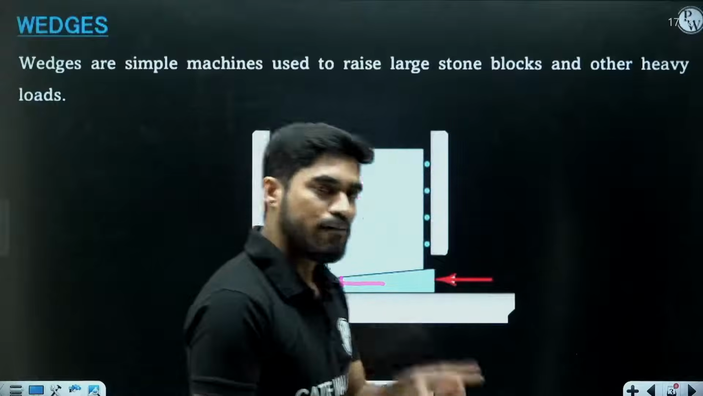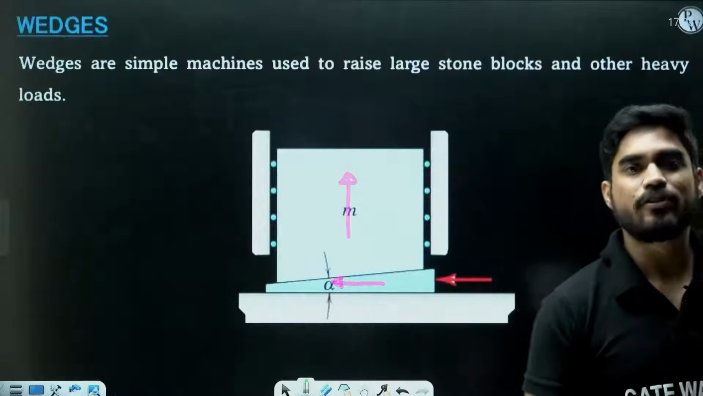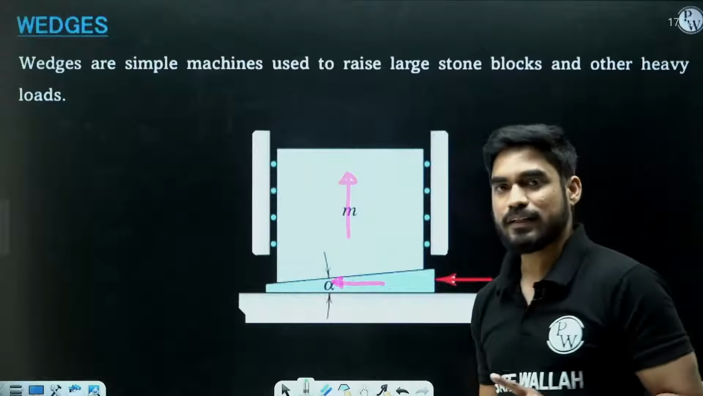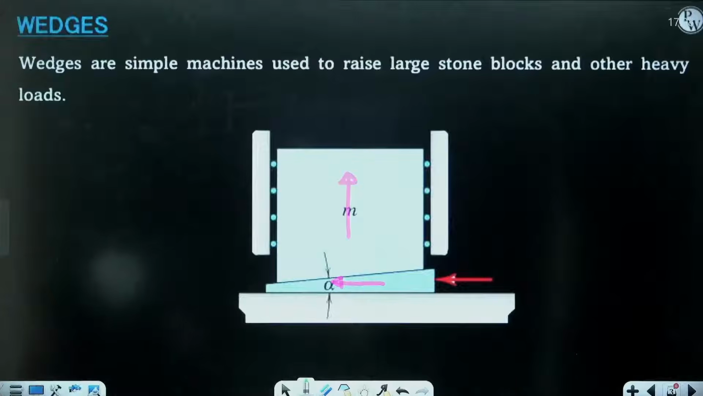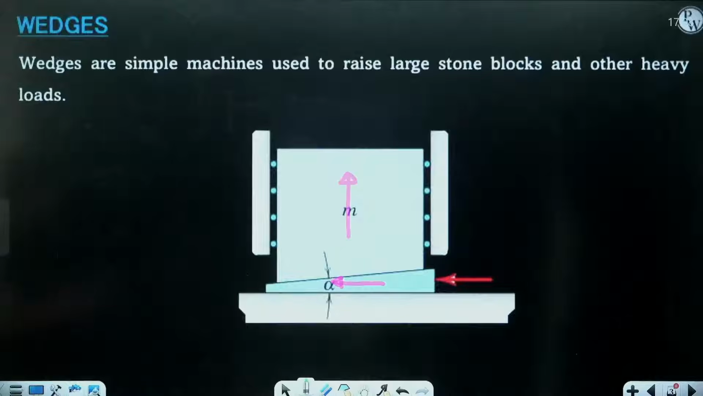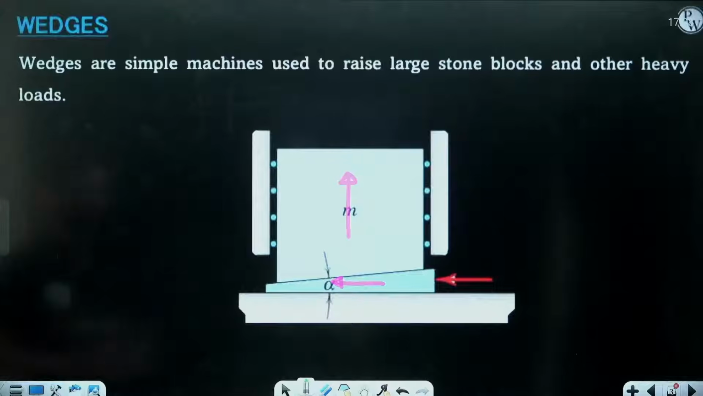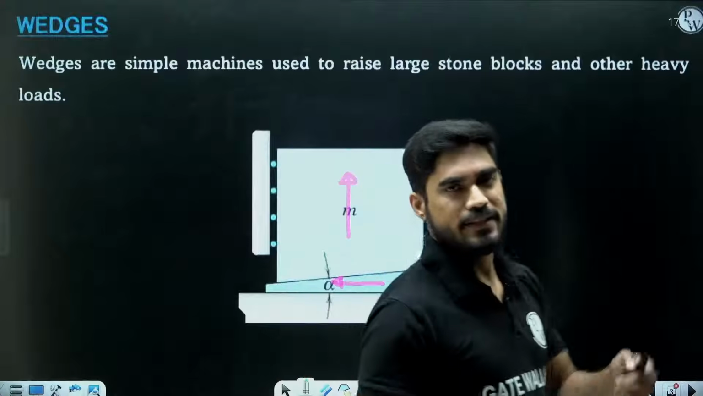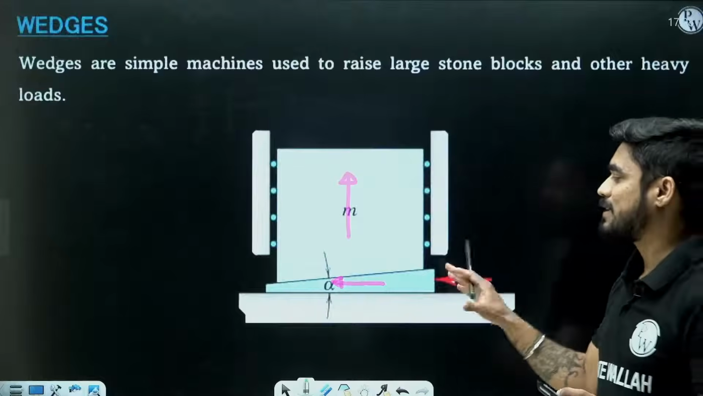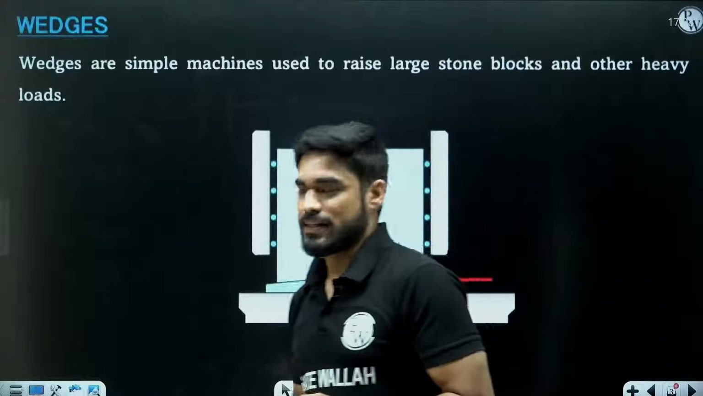But in some problems, in order to reduce the number of forces, we take the normal and friction force as a single force. We will consider the resultant of normal and friction force so that the number of forces gets reduced. You will see that when we solve problems. So let's see what type of problems we can expect from wedges.